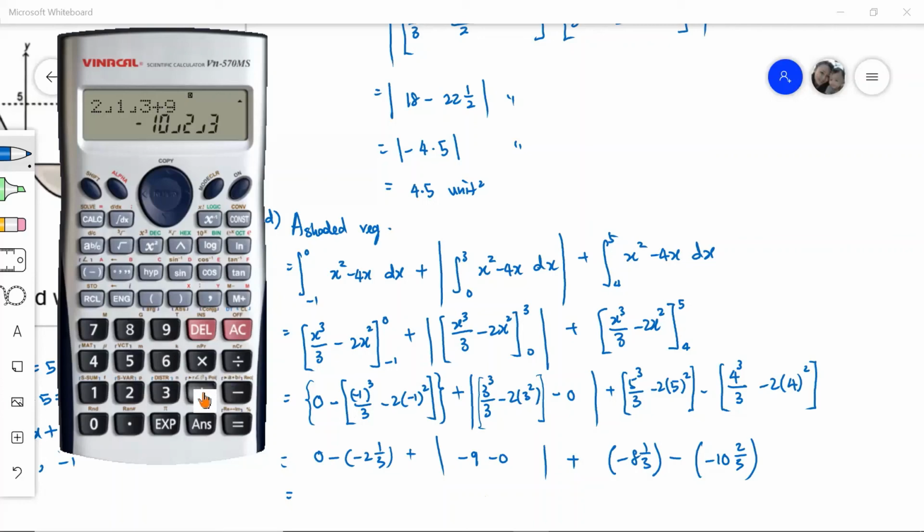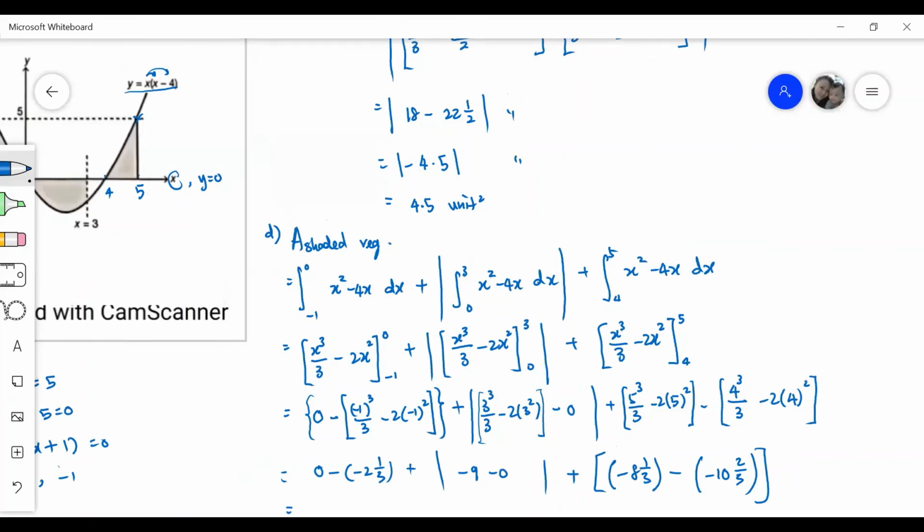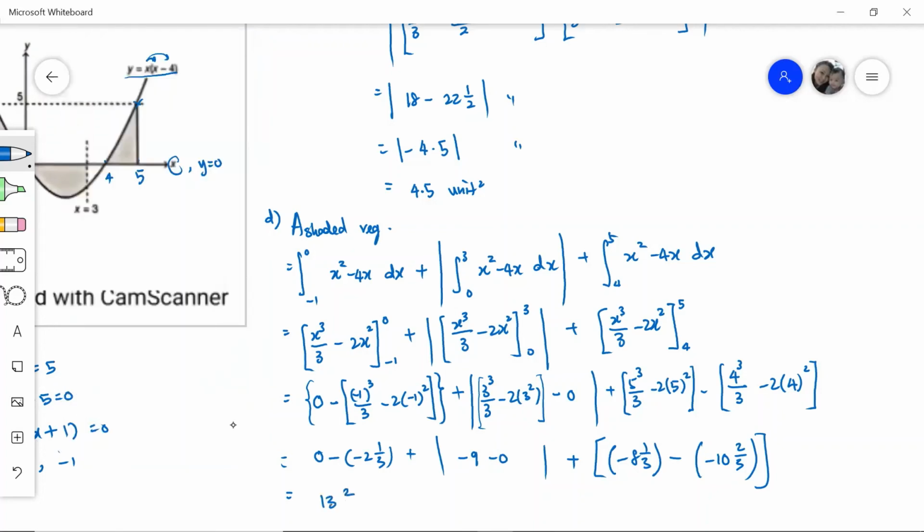And then plus, this one we can do the calculation within these two terms. That will be negative 8 and 1/3 minus the negative 10 and 2/3. Okay, the final answer. Just use that. Minus the final answer, close bracket. So we got our answer 13 and 2/3, 13 and 2/3 unit square. So that's it, the answer for question number 15.